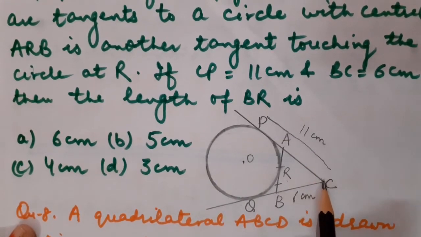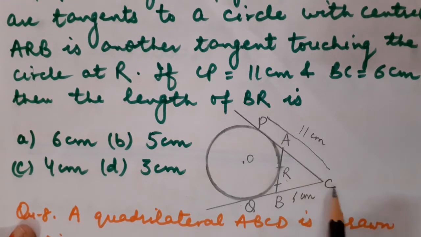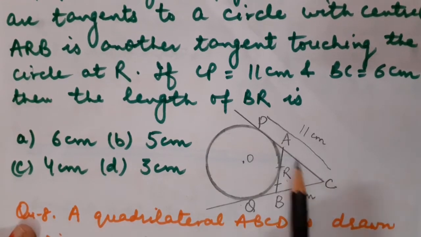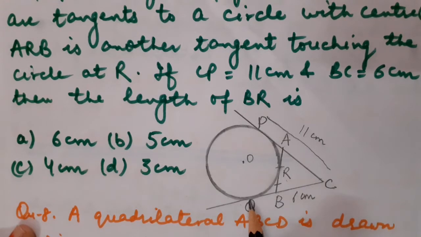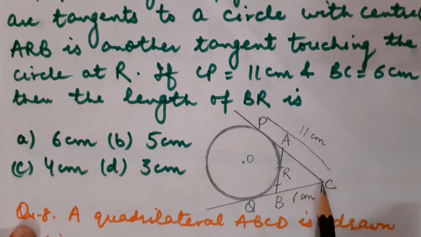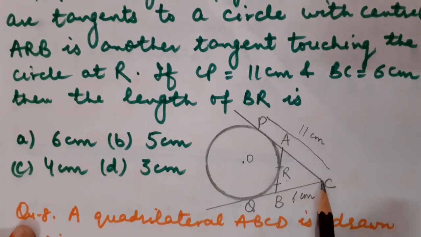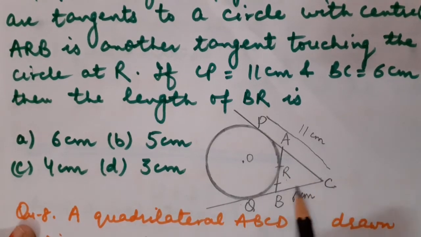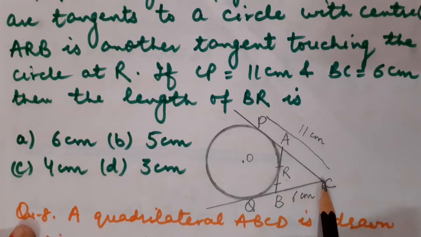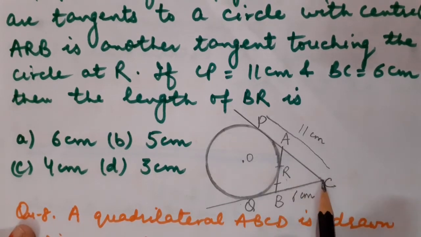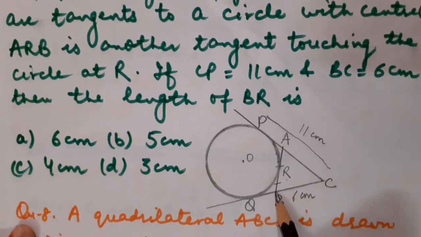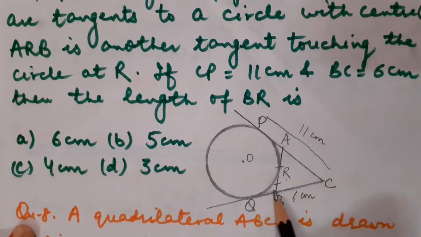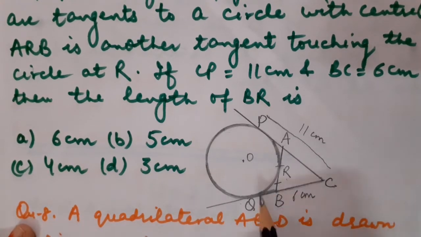Children, as you know, C is the external point. So the tangents CP and CQ will be of equal length. Why? Because the tangents drawn from the external point to the circle are always equal in length. So can I say that complete CQ is 11 centimeter as CP is also 11 centimeter? Correct. So BC is 6. Can you tell me what would be the length of BQ? Correct. That would be 5 centimeter.